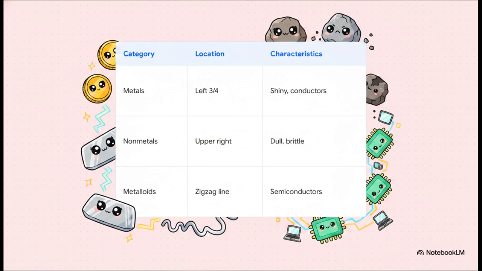Then tucked way up in the upper right corner are the nonmetals, like sulfur or oxygen. These are essentially the exact opposites of metals. They're dull, they're extremely brittle if they happen to be solid, and they are just terrible conductors.